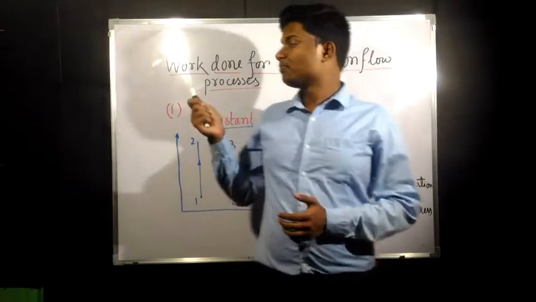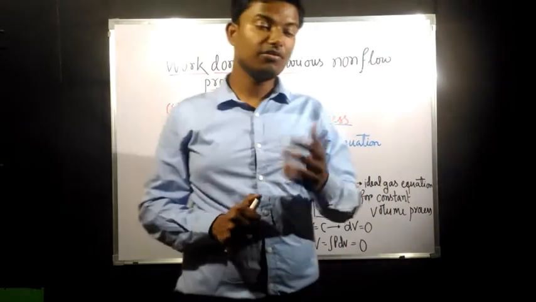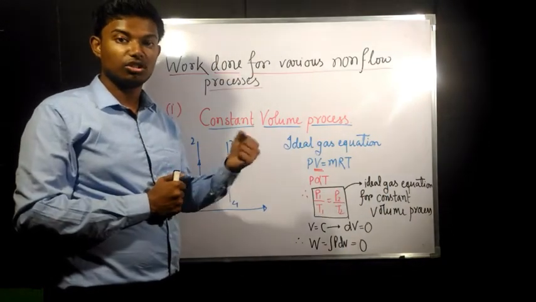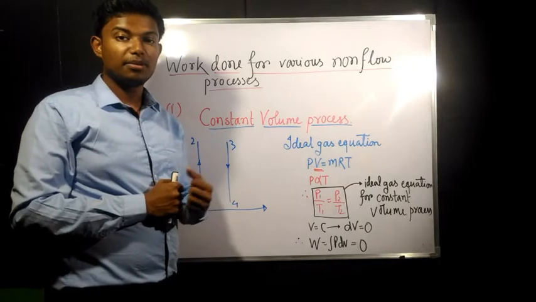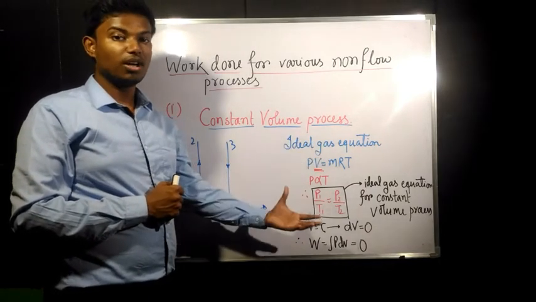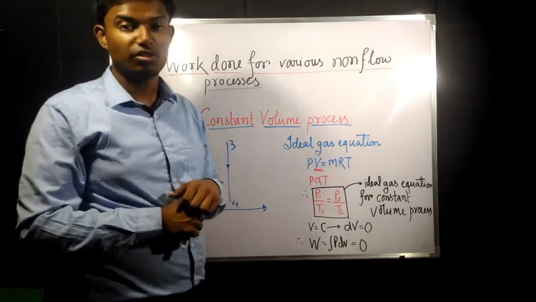Okay, now we'll see the work done for various non-flow processes. Work done for various non-flow processes means there are various processes like constant volume process, constant pressure process, adiabatic process, polytropic process. For different processes there will be different work output, so we'll discuss each and every process.